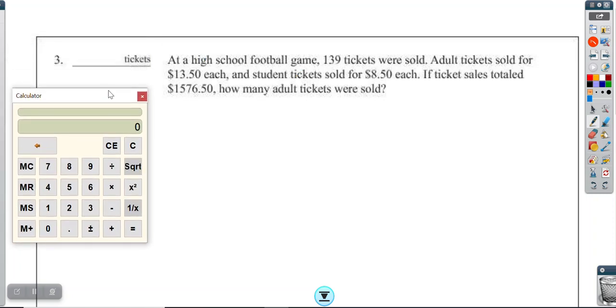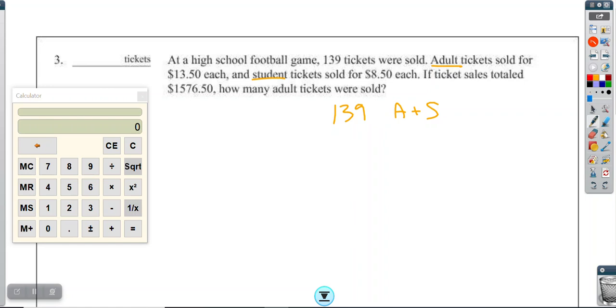I think these first two are pretty quick. Number 3 is a basic system of equations problem. We're at a high school game. We sell 139 tickets, and we have adult tickets and student tickets. So that means the number of adult tickets plus the number of student tickets is going to be 139.